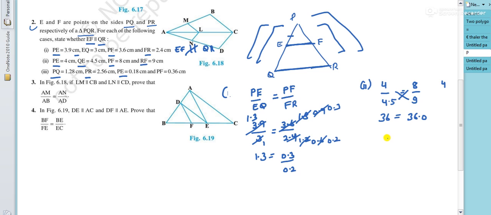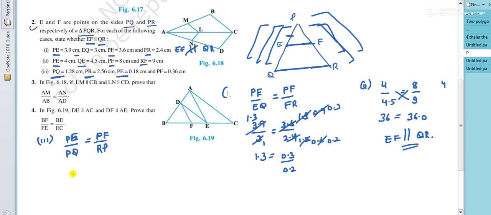See, both LHS and RHS are equal, so we can say yes, here EF is parallel to QR. Second case we can say. Now coming to the third case, let me write it here. See here, PQ is given, this complete side PQ, and PR, this complete side is given, but here they have given only PE. So again PE by PQ will be equal to PF by PR, or RP.